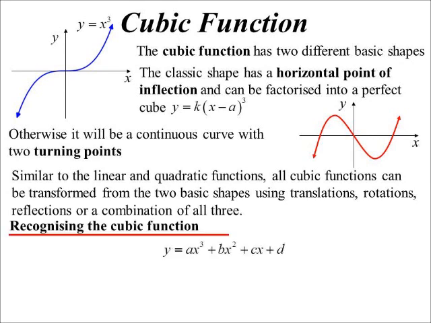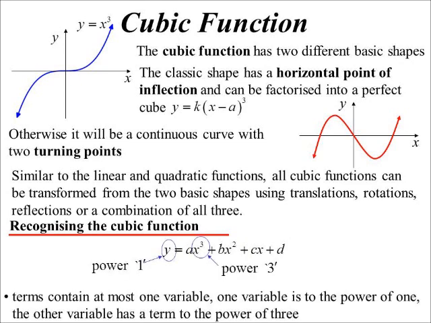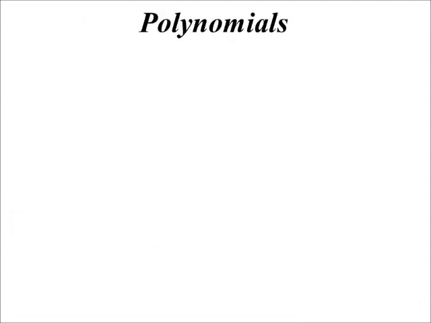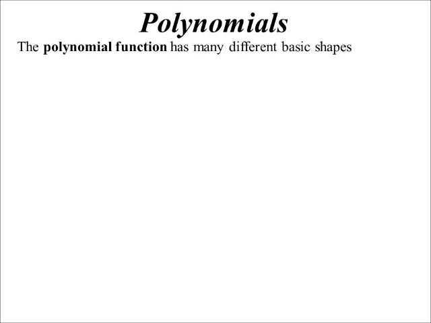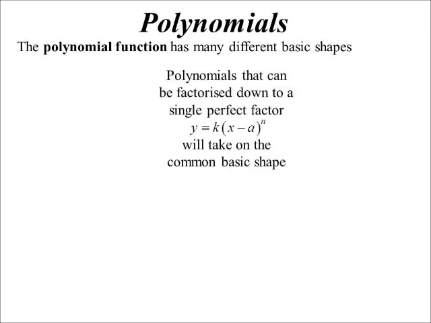And how would we recognise it? Well, much like the quadratic, where we're looking for the highest power being 2, now we're looking for the highest power to be 3. And that tells us it's a cubic. So, all right, polynomials in general. Obviously there are lots of different shapes polynomials could take depending on what the highest power is. Now, if it can be factorised down to be a perfect whatever the power is, then it will have a common basic shape.